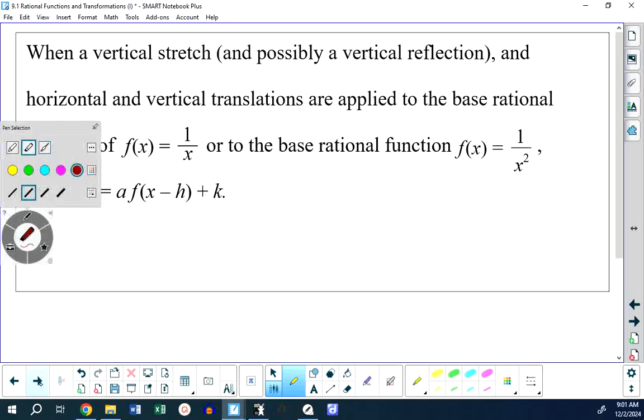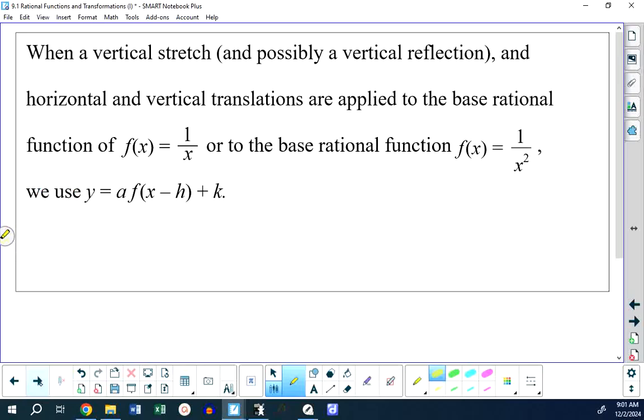the parameters a, h, and k to the function f of x equals 1 over x, or to the function f of x equals 1 over x squared, we get a transformed function. Notice we don't worry about b here. B is too much. There's another reason why we don't want to include b, but b is just making things too confusing at this point.